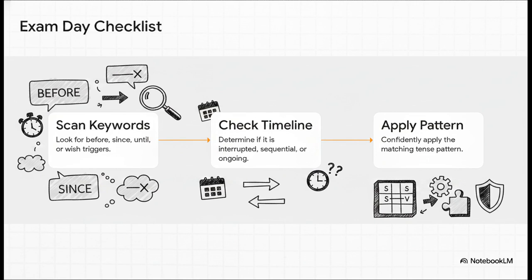Step 1. Scan the sentence for keyword triggers. Look for words like before, since, for, when, or wish. These are your cheat codes. Step 2. Determine the timeline. Ask yourself, is this an interrupted past? Are these 2 sequential past events? Is it an ongoing action? Step 3. Confidently apply the matching tense pattern we just learned. Don't rely on what just sounds right. Rely on the structural pattern to avoid those frequent mistakes.